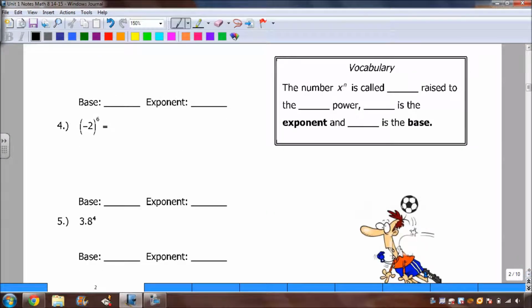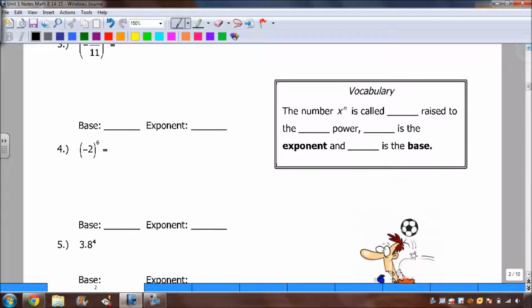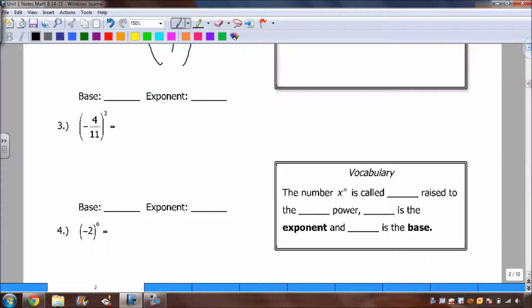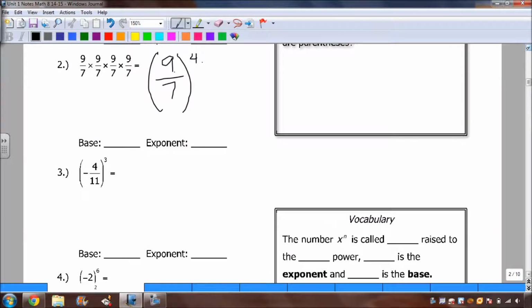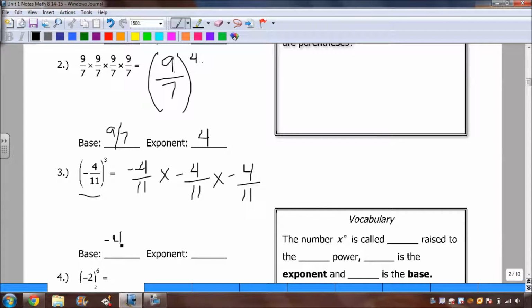Okay? So that means that in this problem, our base is going to be 9/7 and our exponent is going to be 4. Okay, so our base here is 9/7, and then our exponent is 4. Now in number 3, we're going to go the opposite way. We're given our number in exponential notation, and we're going to expand it out. So what this means is I'm just going to multiply -4/11 times -4/11 times -4/11, because the base is -4/11, and you're multiplying it by itself 3 times. So the exponent is 3.